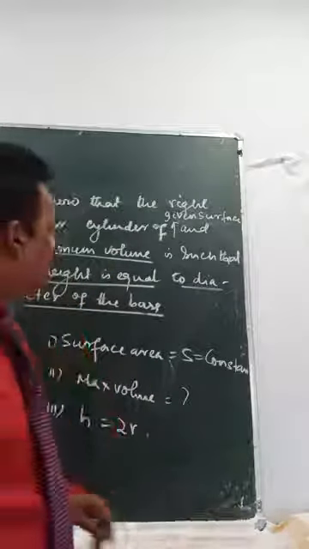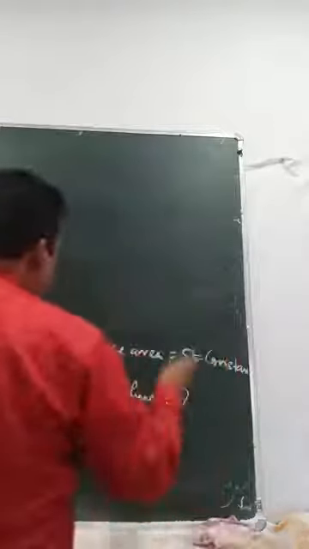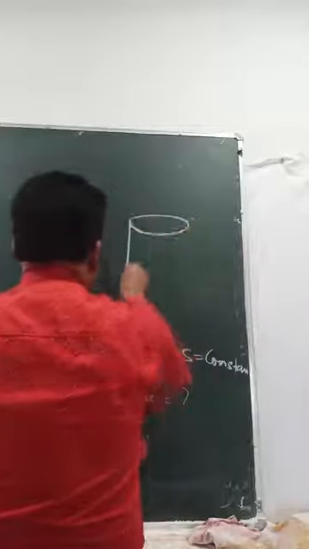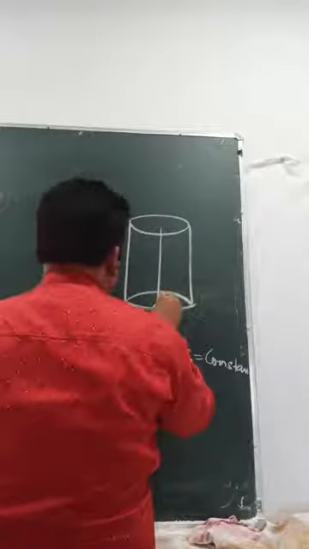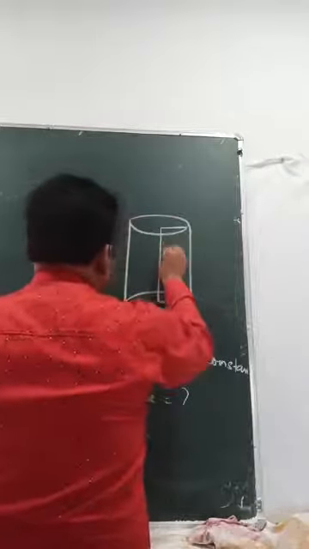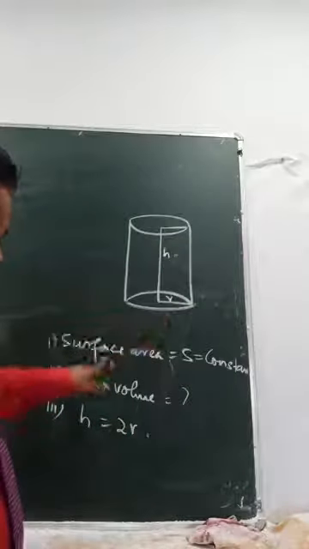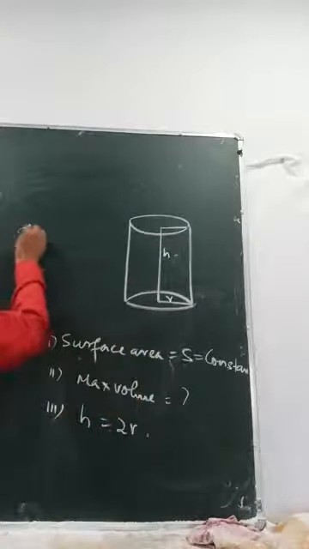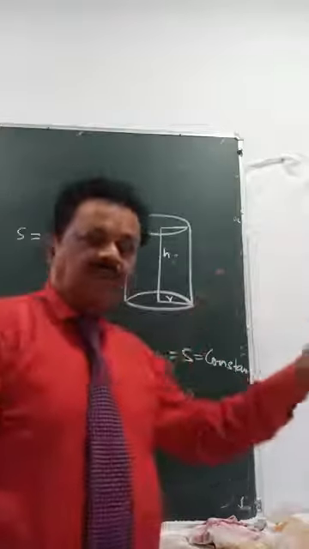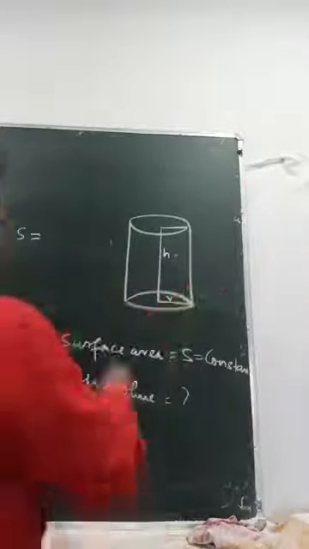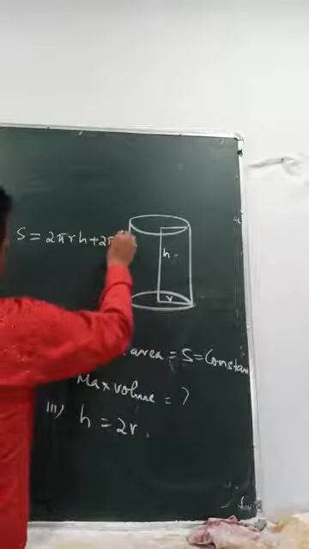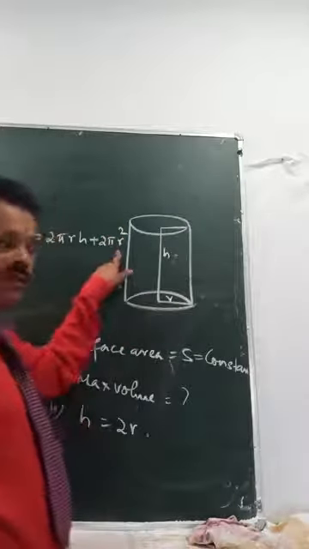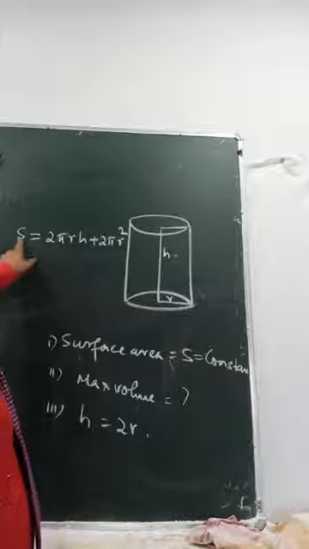Okay, look here. Let's draw the diagram for this. Right circular cylinder. This is your radius, this is your height. Now surface area S. Surface area means total surface area: 2 pi r h plus 2 pi r square. This you have studied in class 9 and 10. So S is constant, you have to use it.